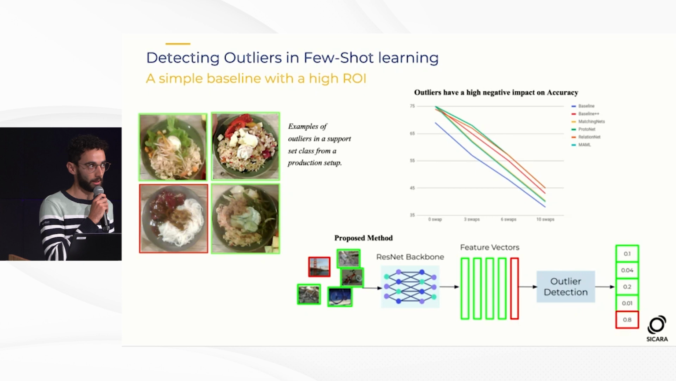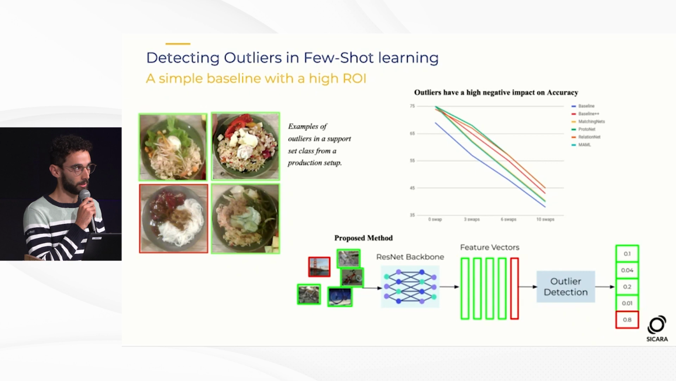So basically, you just take your feature vectors and apply a simple outlier detection on top of that set of features. We show that you can detect pretty much 80% of them with about one third false positives. So you can, at very low cost, keep your support sets in production clean and avoid such a dramatic drop in performance of your model.